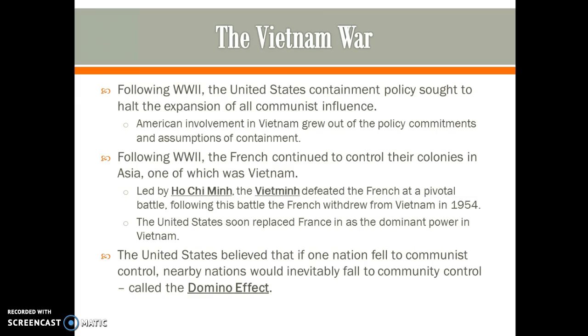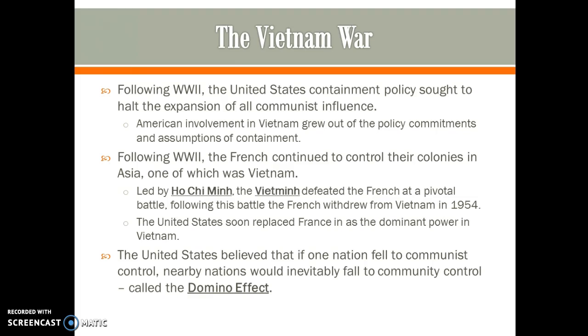Following World War II, the United States containment policy sought to halt the expansion of all communist influence through Europe, but also in Asia. American involvement in Vietnam grew out of the policy of containment and the assumption that if they were able to contain the spread of communism, the Soviet Union would have less power.